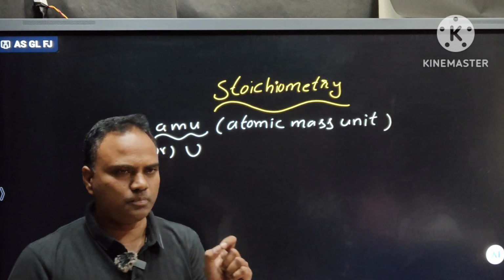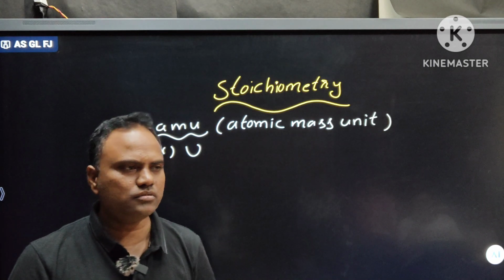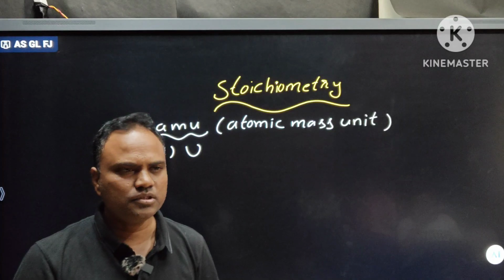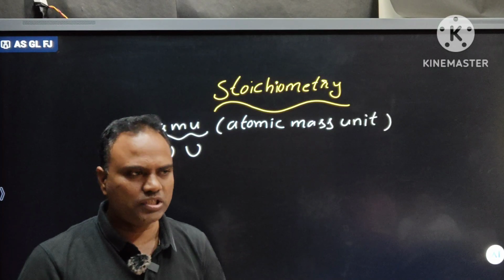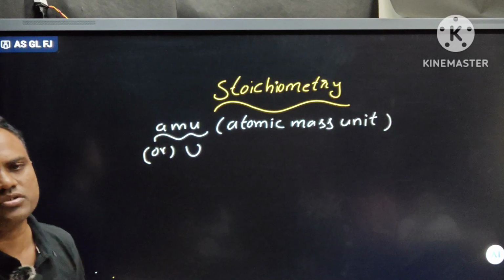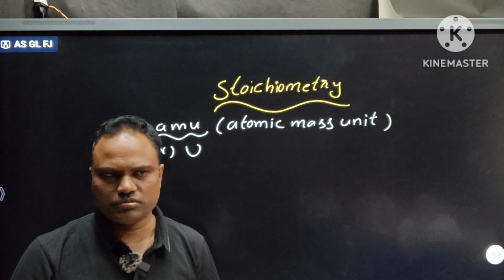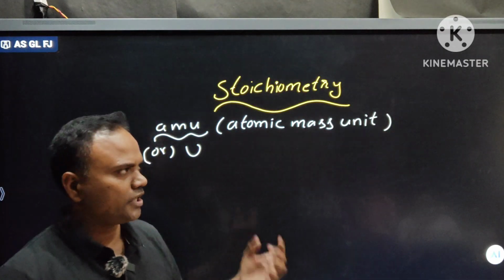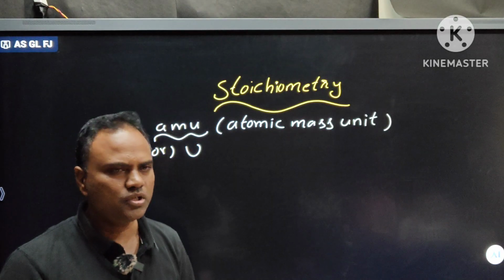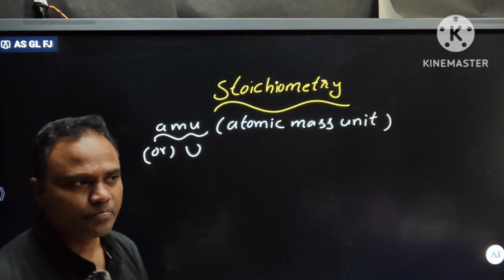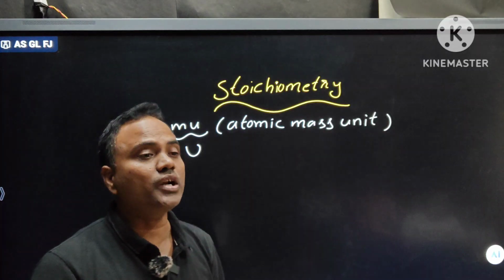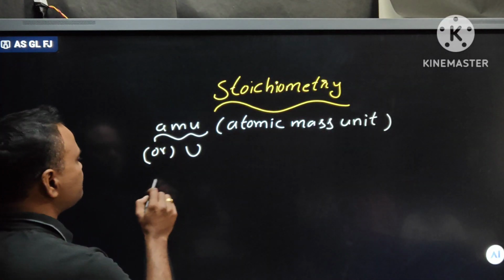Generally, if a particle is very small, then we cannot use kilogram, right? Can we express dust particle weight in kilogram? So in that case, what do we use? Smallest units. Clear? Like milligram is a small unit and AMU is the very smallest unit. So it is the smallest unit of mass used to express weights of fundamental particles. Note down.